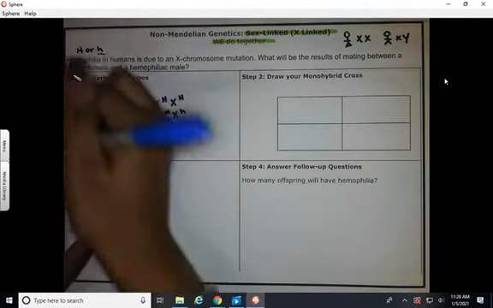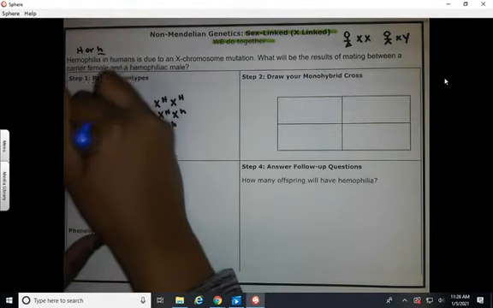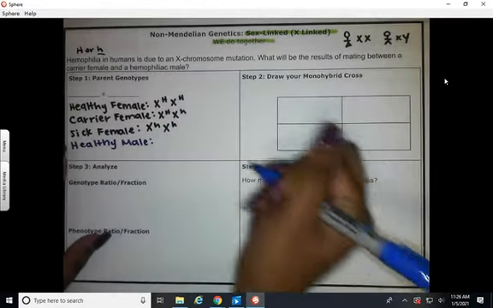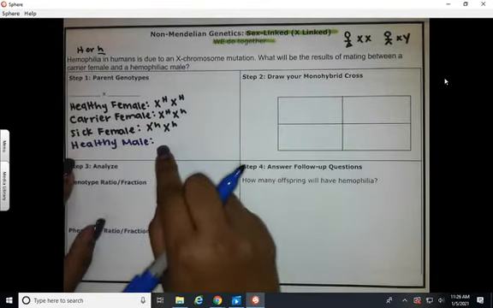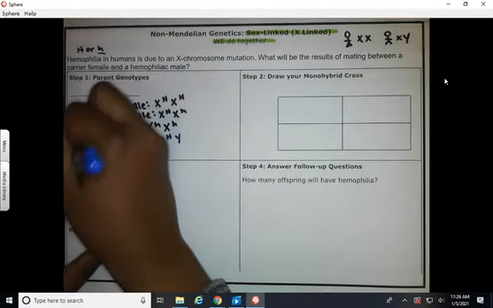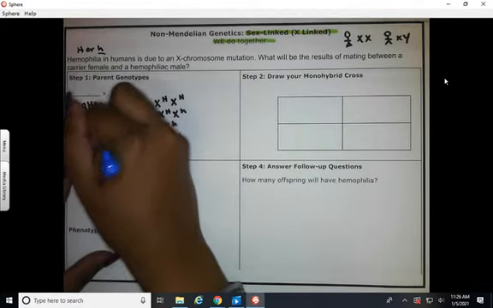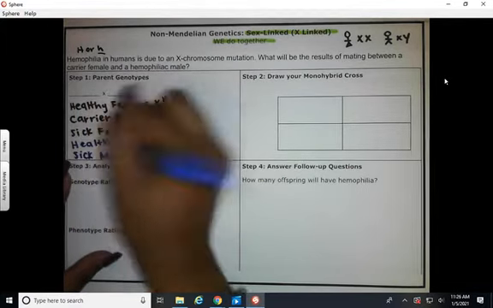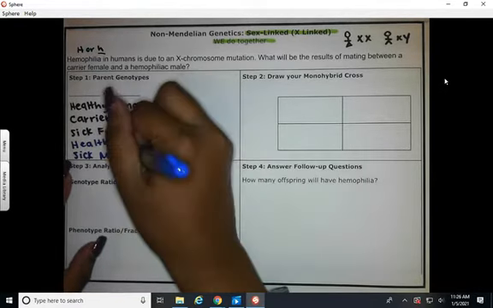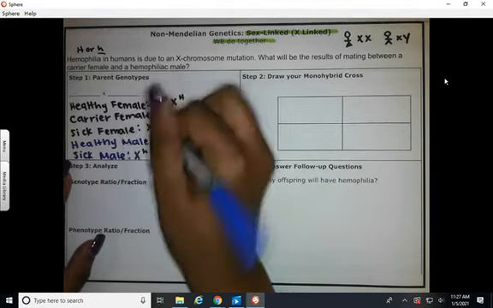Okay, what about a healthy male? What would his genotype be? X big H Y. And a sick male, X little h Y. That's that hemophilia.